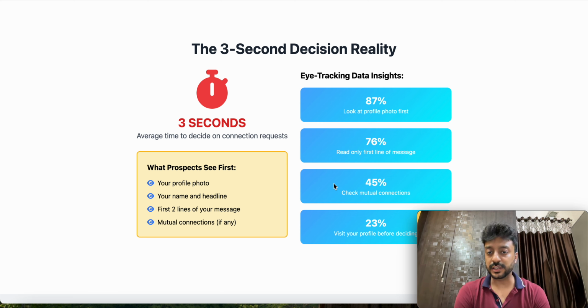And then 23% visit your profile in order to decide who you are and what you do. Some TG just click on the accept button rather than looking at your profile. But other people who are more serious about their network actually visit your profile and glance at it. We've already talked about how our TG looks at our profile and how they glance at it. So these are the things that you need to follow, which is a very basic part.